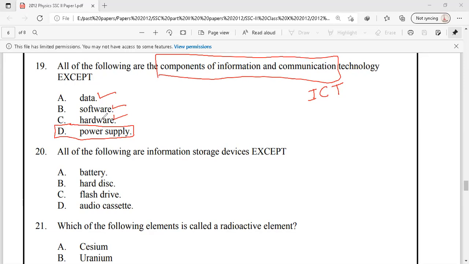Then let's see question number 20. All of the following are information storage devices, except for one. As we know, audio cassettes store data in magnetic form. Similarly, flash drives and hard disks are devices used to store data, while a battery is a storing device but it is not used in ICT to store data, rather it is used to store charge. So the correct answer in this question 20 is option A.